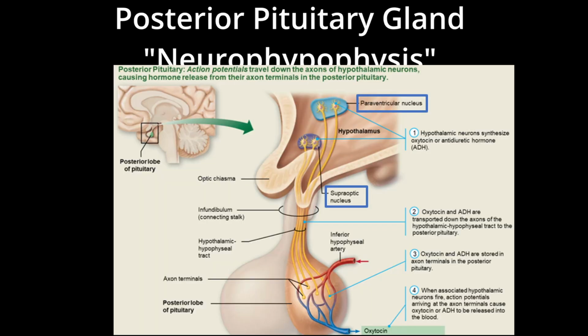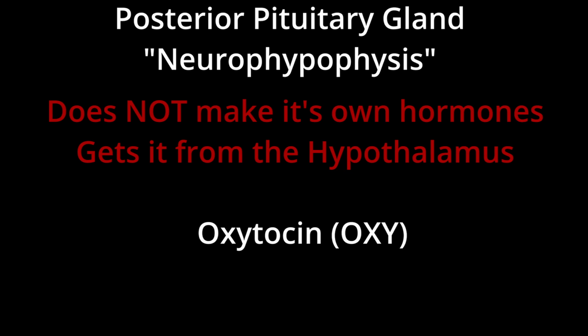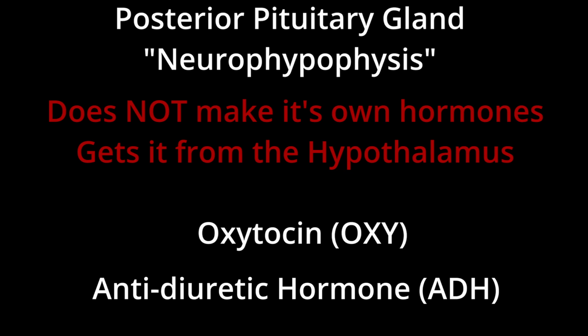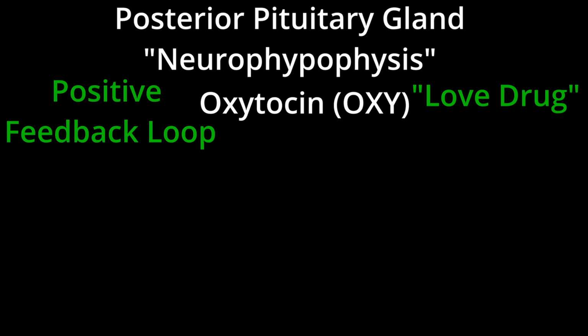Also known as the neurohypophysis, it does not make its own hormones. Remember that. The hormones come from the hypothalamus. Now, the posterior releases the oxytocin and the antidiuretic hormone. Now, oxytocin, OXY, is your love drug. Basically, anything that gets aroused. Now, it's regulated with a positive feedback loop. Positive feedback means it gets amplified, unlike negative feedback loops, which are most hormones.